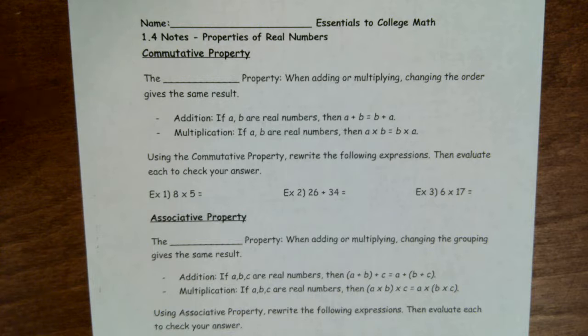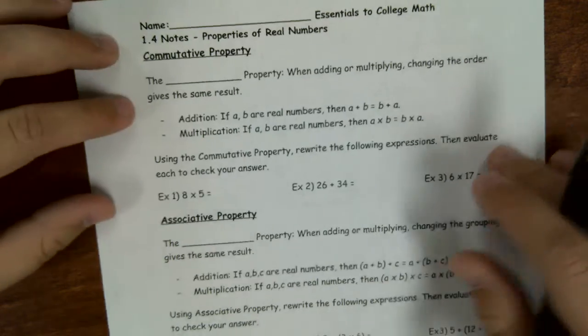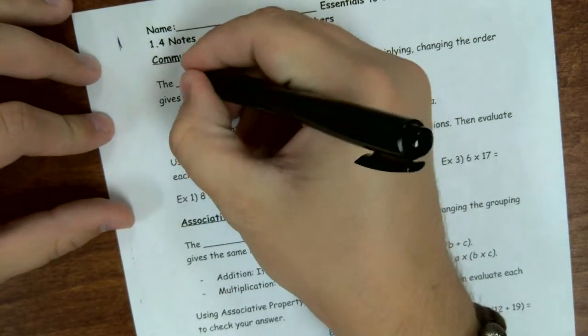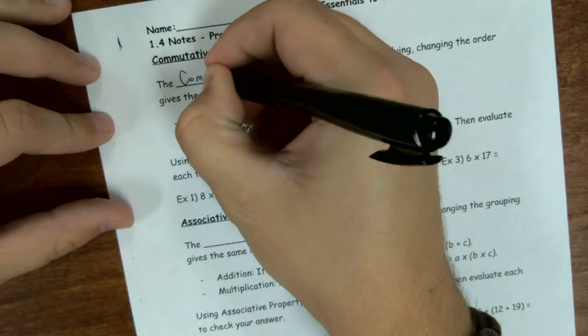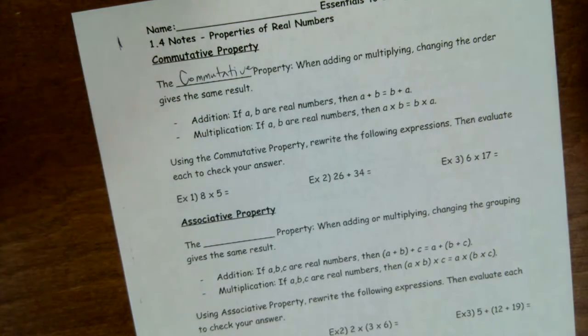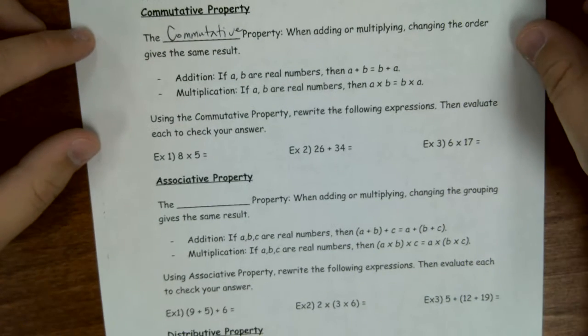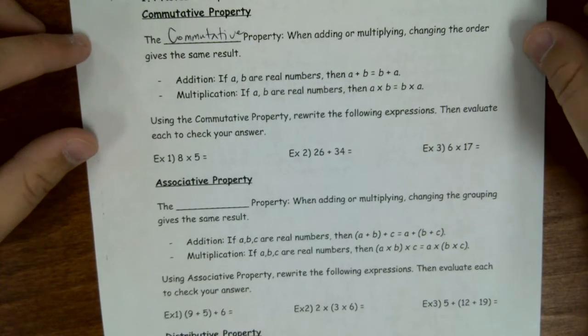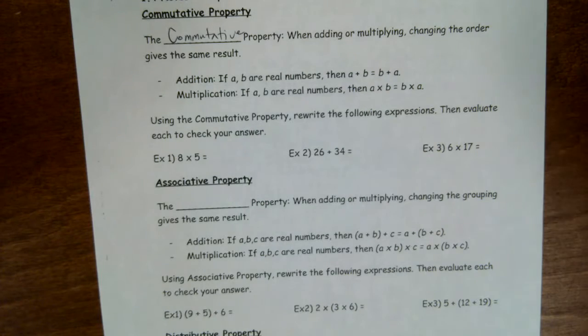These are things that with these numbers, we can always assume that these statements will always be true no matter what the case is. So first up, we have the commutative property. The commutative property states that when adding or multiplying, if we change the order, we're going to get the same result. Okay, so this only applies to adding or multiplying.